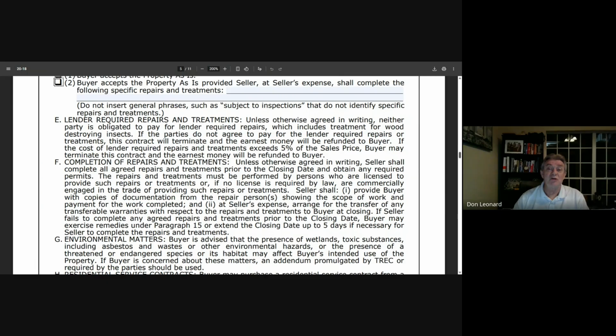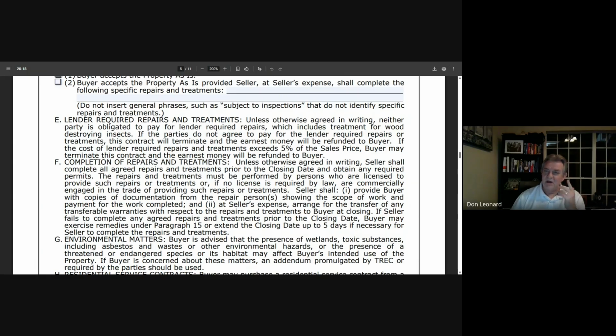There's an additional protection for the buyer, and it's in that last sentence. It says that if the lender required repairs exceed 5% of the sales price, buyer may go ahead and terminate the contract and the earnest money is refunded to the buyer. So even if the seller says, that's okay, don't worry about it, we'll take care of it, if the cost is going to exceed 5% of the sales price, buyer can say, that's just too much.